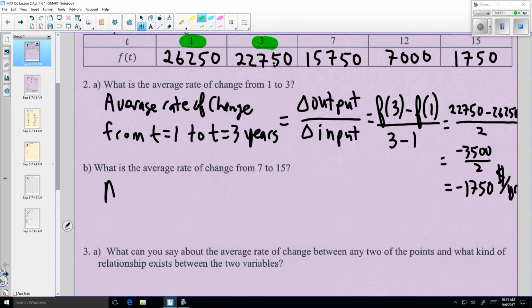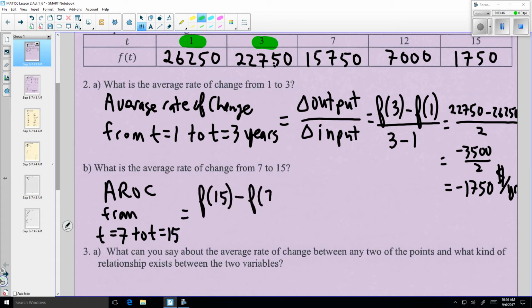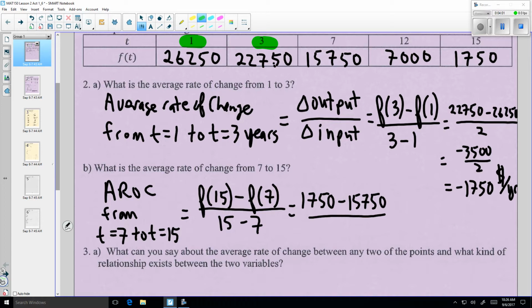So I'm going to use the initials now, AROC, for average rate of change, and this would be from t equals 7 to t equals 15. So that's going to be the output at 15 years minus the output at 7 years over 15 years minus 7 years. So from the table, that's 1750 after 15 years minus 15,750 at 7 years divided by 8. So that's negative 14,000 divided by 8. Doing the math, you get negative $1,750 per year. Something special is happening here.